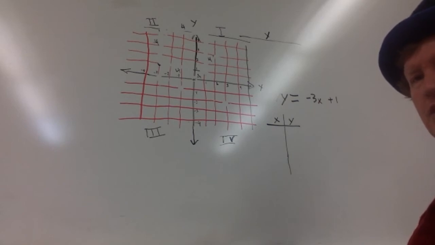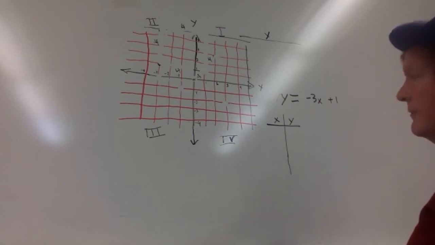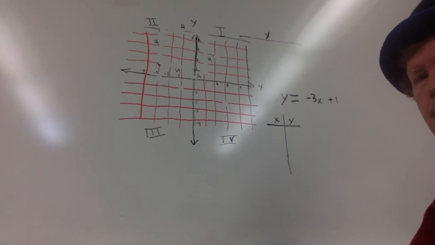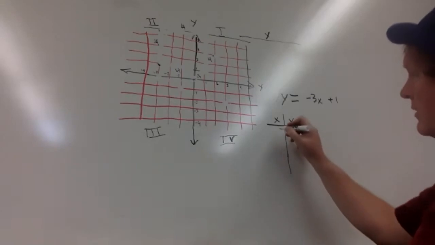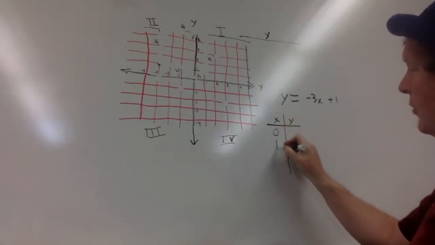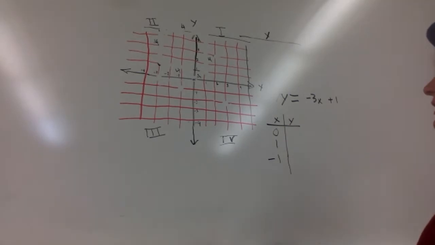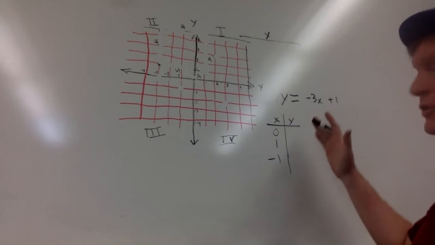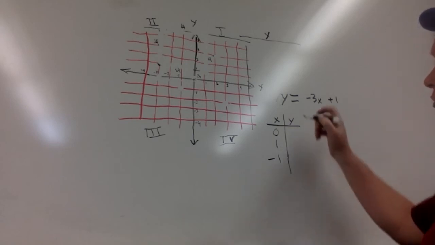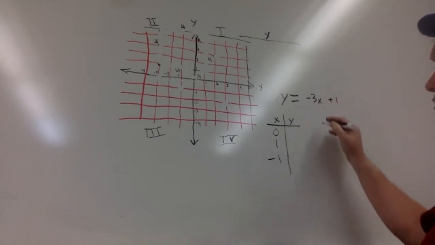Maddie, what am I going to do with the T-chart? You're going to put the 0, 1, and negative 1? That's right. We're going to use 3 points: 0, 1, and negative 1. When we're not dealing with a fraction, we're going to use 0, 1, and negative 1. Those seem to be the easiest ones. And so then I go back through and I substitute that in.